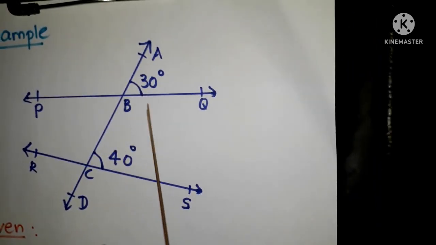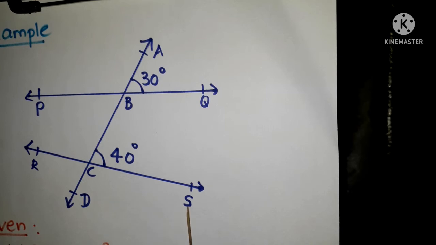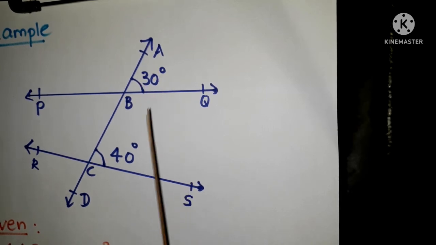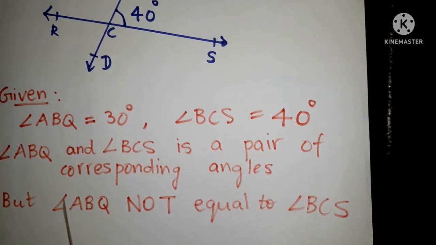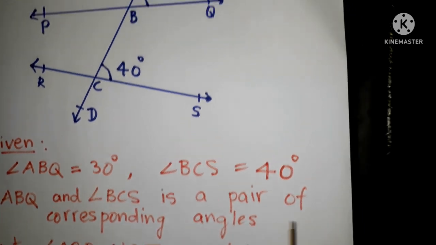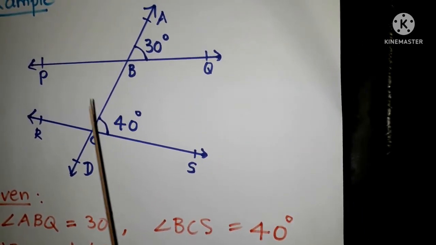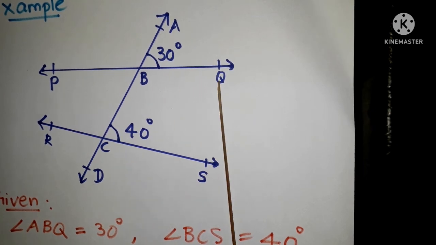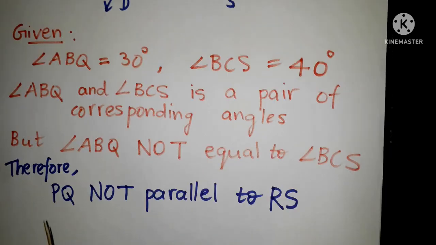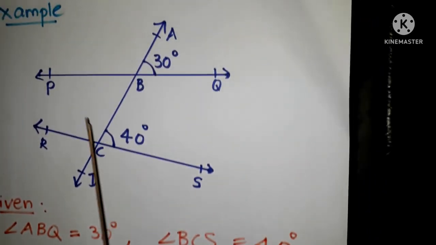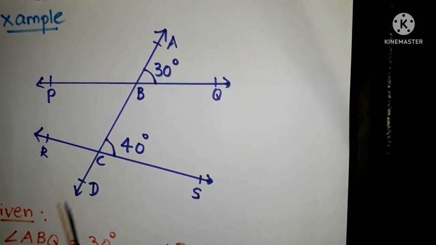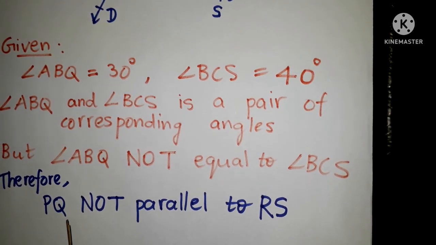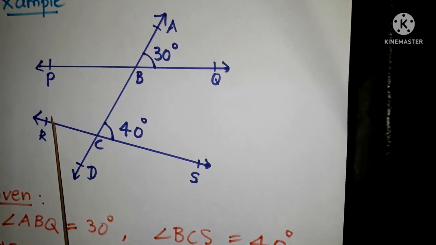But angle ABQ is not equal to angle BCS because this angle is 30 degrees and another angle is 40 degrees. Both are not equal. So, line PQ will not be parallel to line RS. PQ is not parallel to RS because these two corresponding angles are not equal. So from this axiom, we can conclude that in this diagram PQ is not parallel to RS.